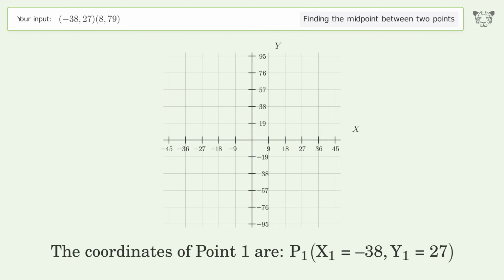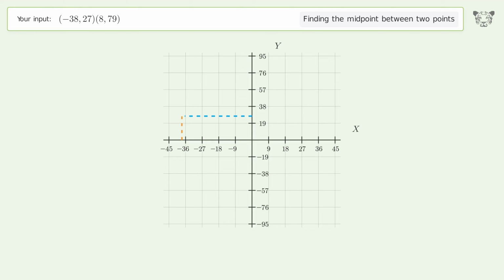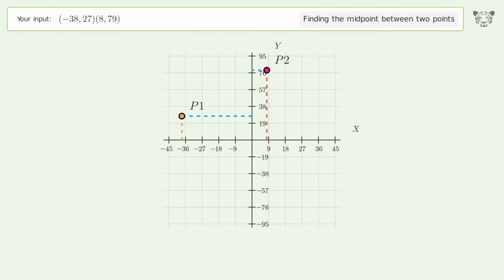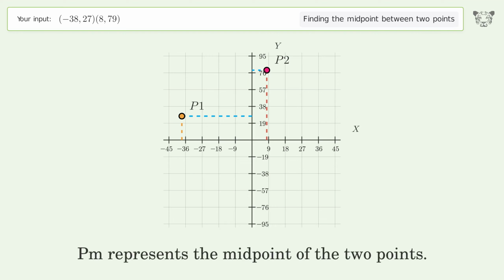The coordinates of point 1 are x1 equals negative 38, y1 equals 27. The coordinates of point 2 are x2 equals 8, y2 equals 79. PM represents the midpoint of the 2 points.